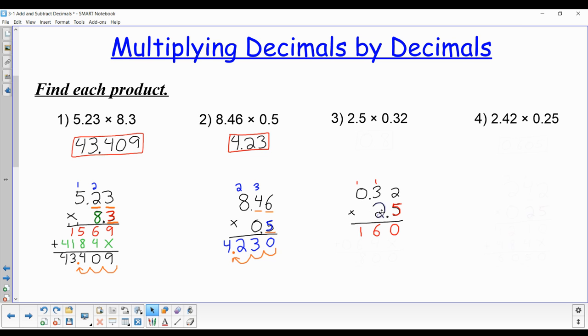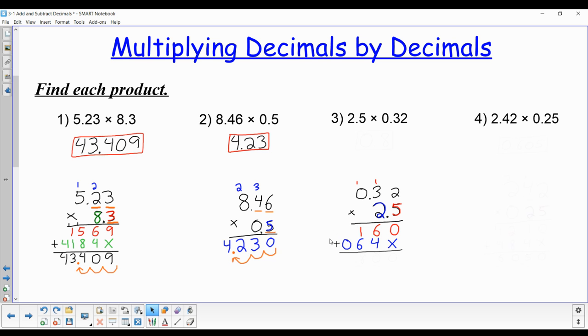Since we have another number, I'll multiply with 2, but when I start multiplying with the 2, the answer must go directly under the 2, which means anything not directly under the 2 to the right, I need a placeholder. You can use an X or a 0. Then I can multiply. 2 times 2 is 4, 2 times 3 is 6, and 2 times 0 is 0.